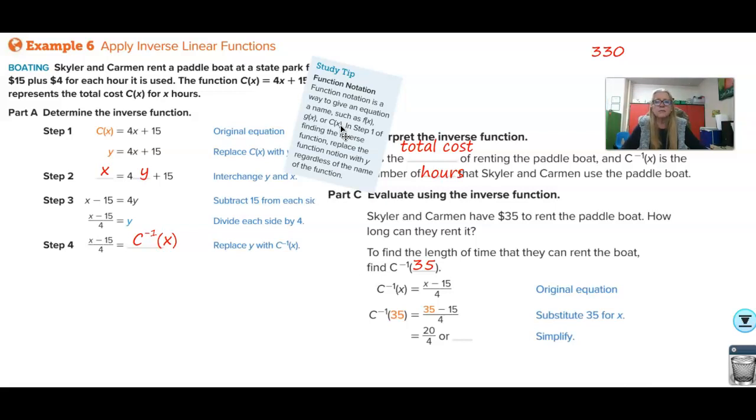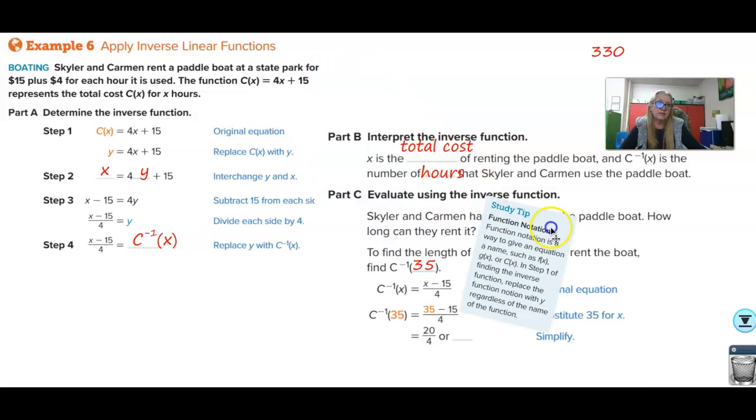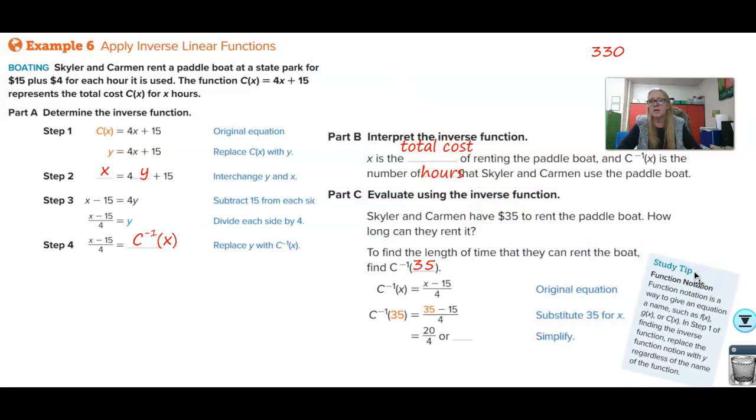All right. Sometimes we'll have two equations. We make one f of x and one g of x so that it's easy to see that it's two separate equations. Okay. And in this case, they're using c of x. Right. So no biggie. We take the c of x, we replace it with y. Then we swap the x and the y their places. And then we solve for y by first subtracting 15 from both sides and then dividing both sides by 4. Okay.